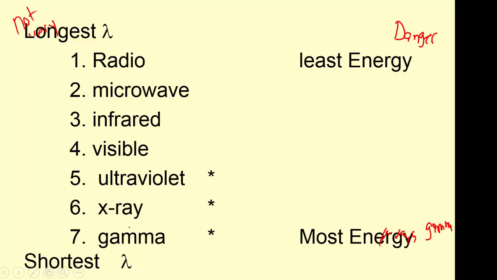Now I want you to say them like you're a little kid. Okay, let's try it. Radio, microwave, infrared, visible, ultraviolet, X-ray, gamma. One more time. Radio, microwave, infrared, visible, ultraviolet, X-ray, gamma.